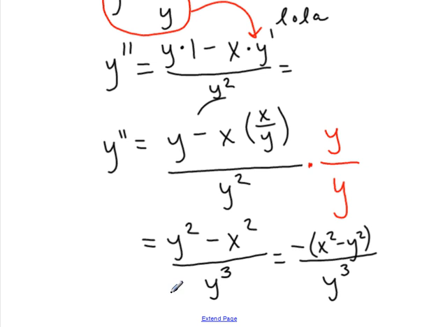And I know I can't see it on the screen, but if you look back up at the top, the problem, the original equation was x squared minus y squared equals 25. So then we have our final answer, which would be, and my pen is not working. All right, here we go. Negative 25 over y cubed. And now we have the final answer in terms of y alone.